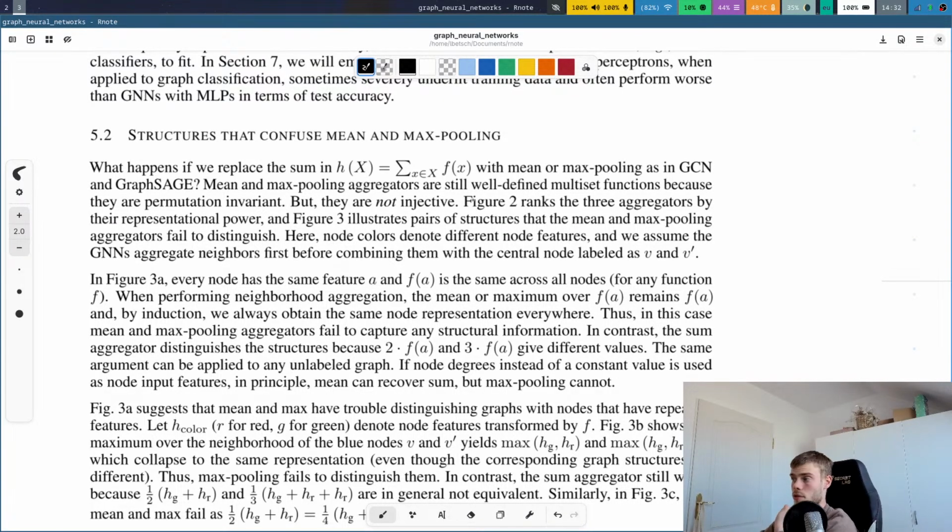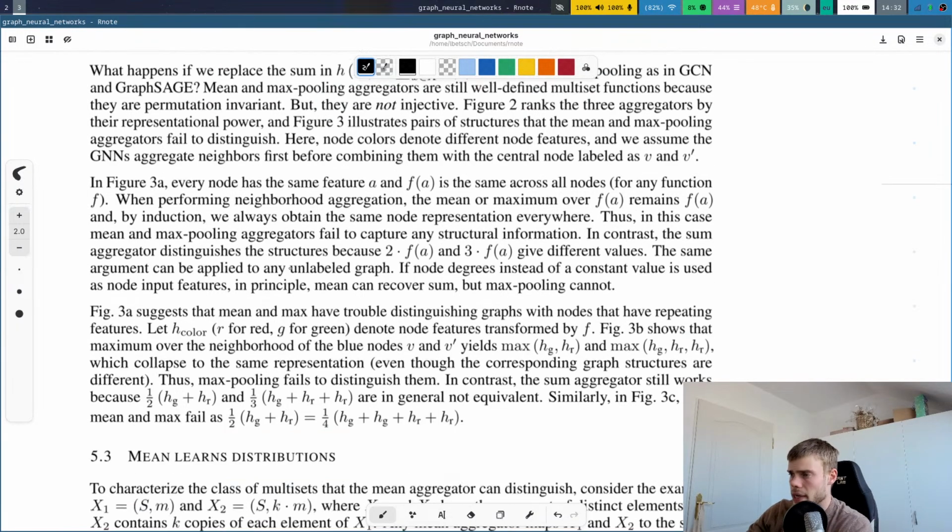Figure 2 ranks the three aggregators by their representational power, and Figure 3 illustrates pairs of structures that the mean and max pooling aggregators fail to distinguish, which is what we looked at previously. Here, node colors denote different node features, and we assume the GNNs aggregate neighbors first before combining them with the central node labeled as V and V prime.